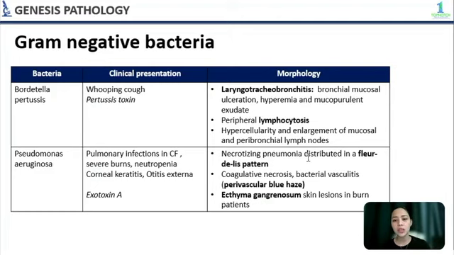The morphology of this: it causes pneumonia in a fleur-de-lis pattern. It also causes coagulative necrosis, with a perivascular blue haze. The blue is because Pseudomonas produces pigments like pyocyanin and pyoverdin. And also it causes ecthyma gangrenosum.